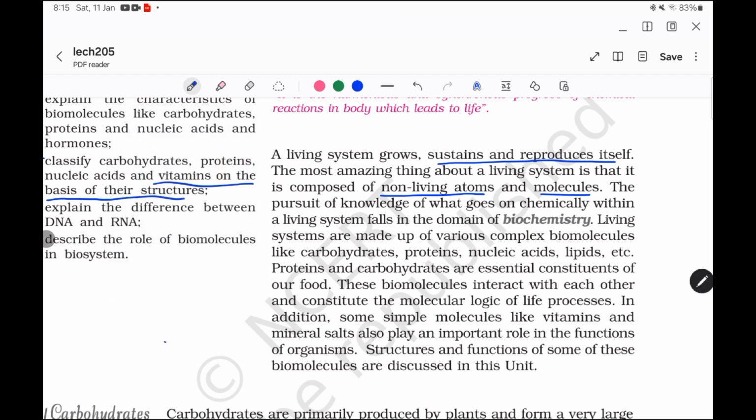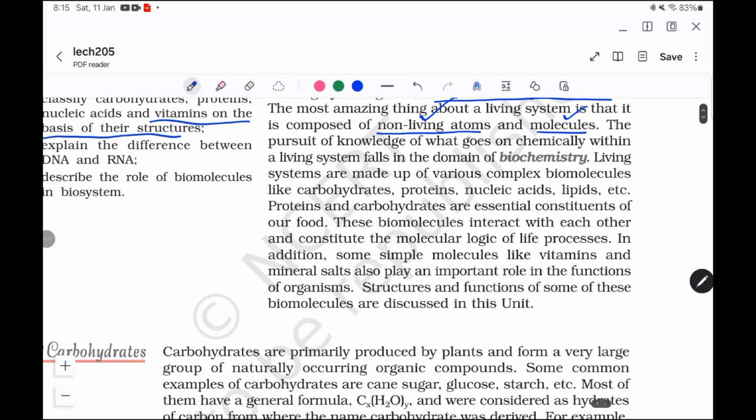So we have: a living system grows, sustains, and reproduces itself. What we are seeing here is that all the living systems have life, but it's very amazing that every living thing is actually made up of non-living things like atoms and molecules. The pursuit of knowledge of what goes on chemically within the living system falls in the domain of biochemistry. So in biochemistry, we are going to see what is actually happening inside the living body, like plants and animals. Living systems are made up of various complex biomolecules.